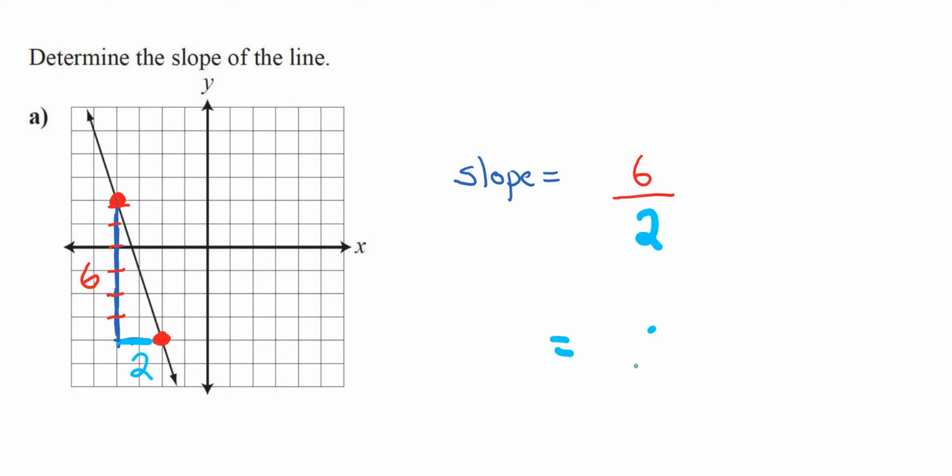Now, this simplifies to 3, and now you need to consider if this slope is positive or negative. And if you put your person on the far left-hand side, you'll notice that this person is going down the hill, so this slope is negative. So the answer there is a slope of negative 3 for question 4a.